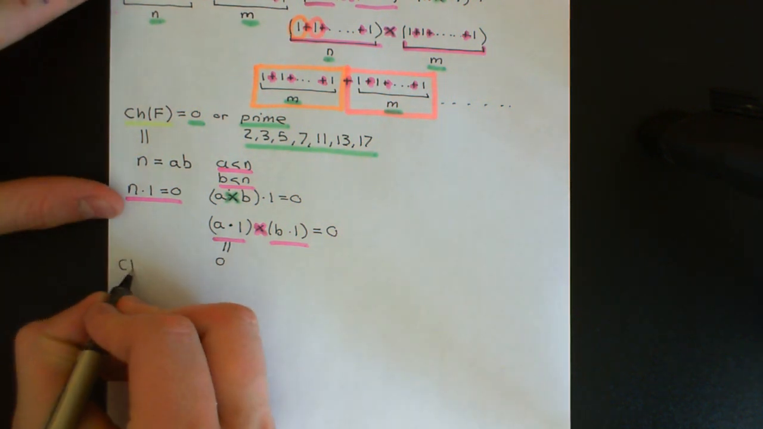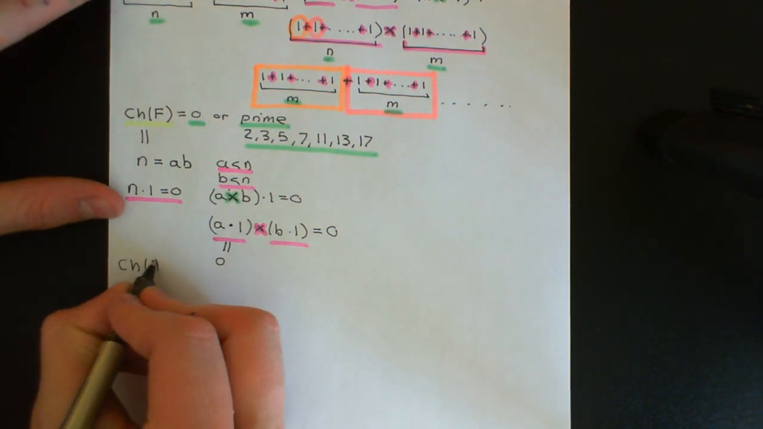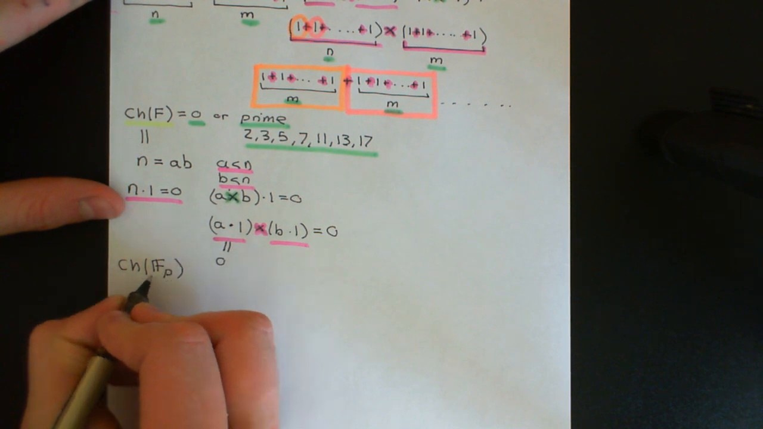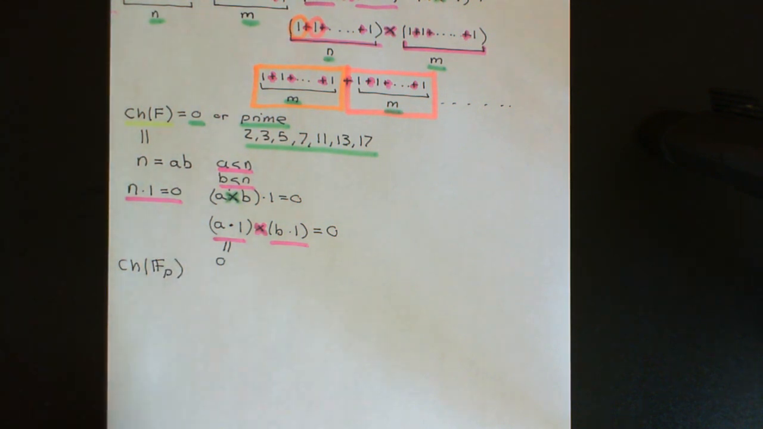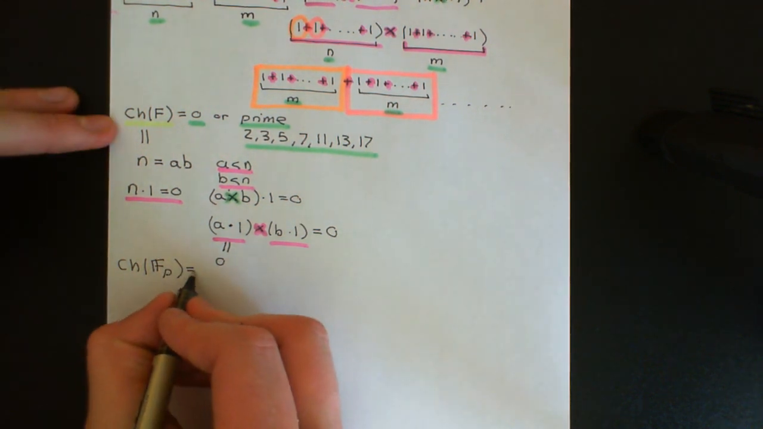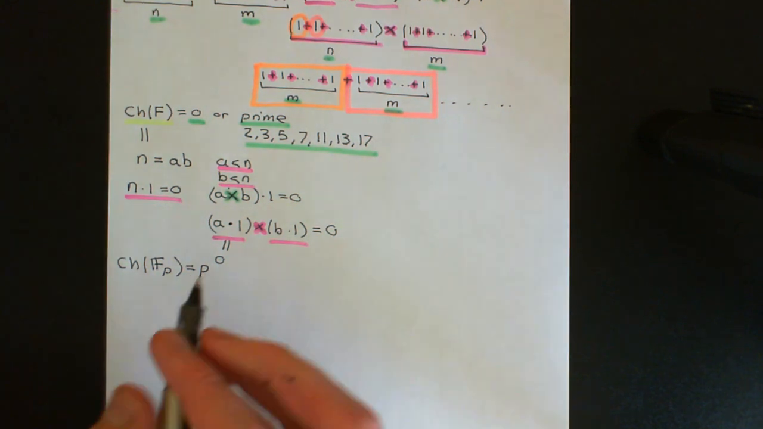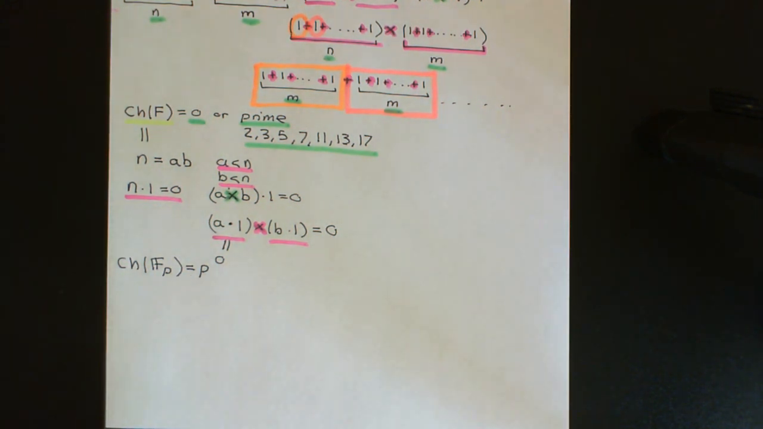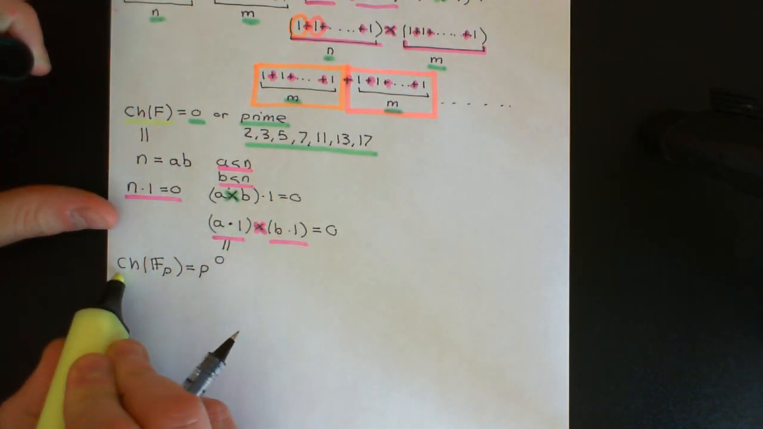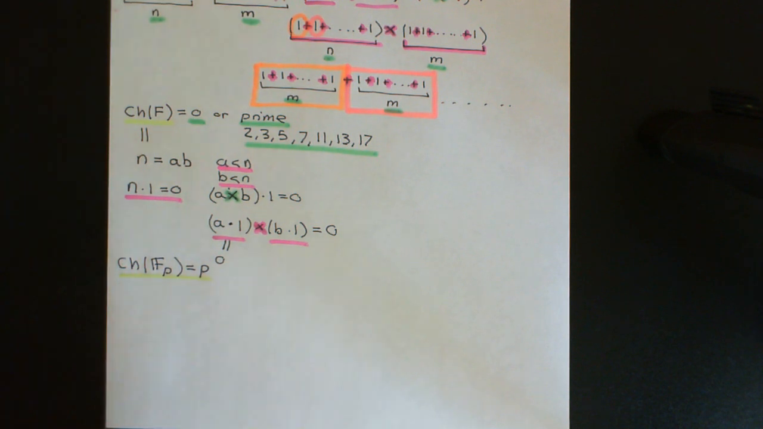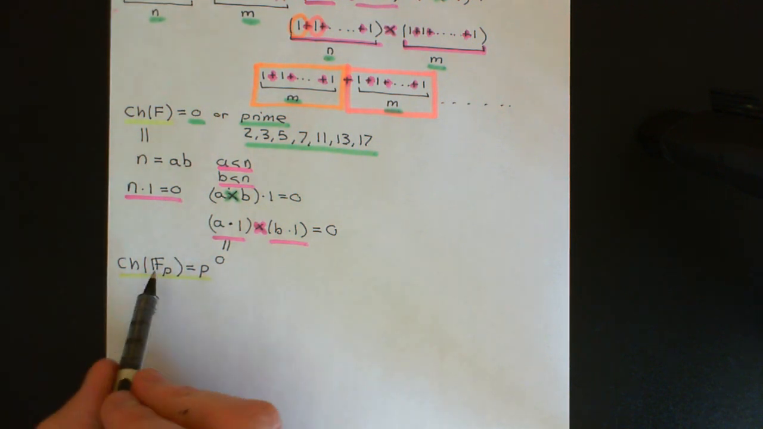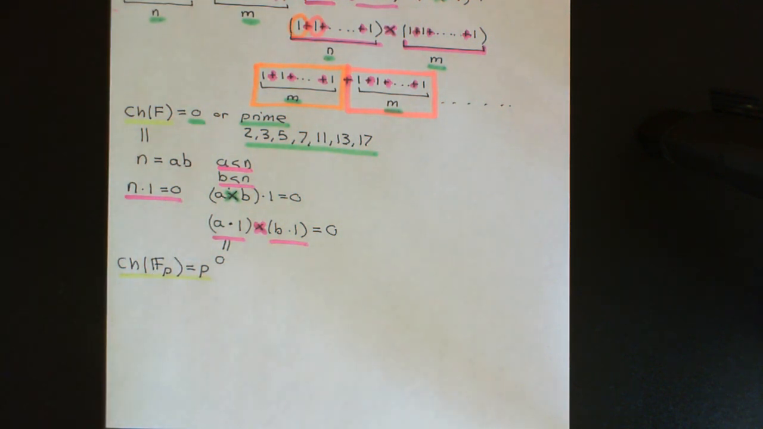So let's start with the characteristic of the prime field. So an arbitrary prime field F_p, where this p is a prime. Well, I claim that this is equal to just that prime. Just like when we did the characteristic of F_2, we ended up with the characteristic of that being 2. So more generally, the characteristic of the prime field F_p, where p is a prime natural number, is just going to be that prime natural number. So why can I say that?